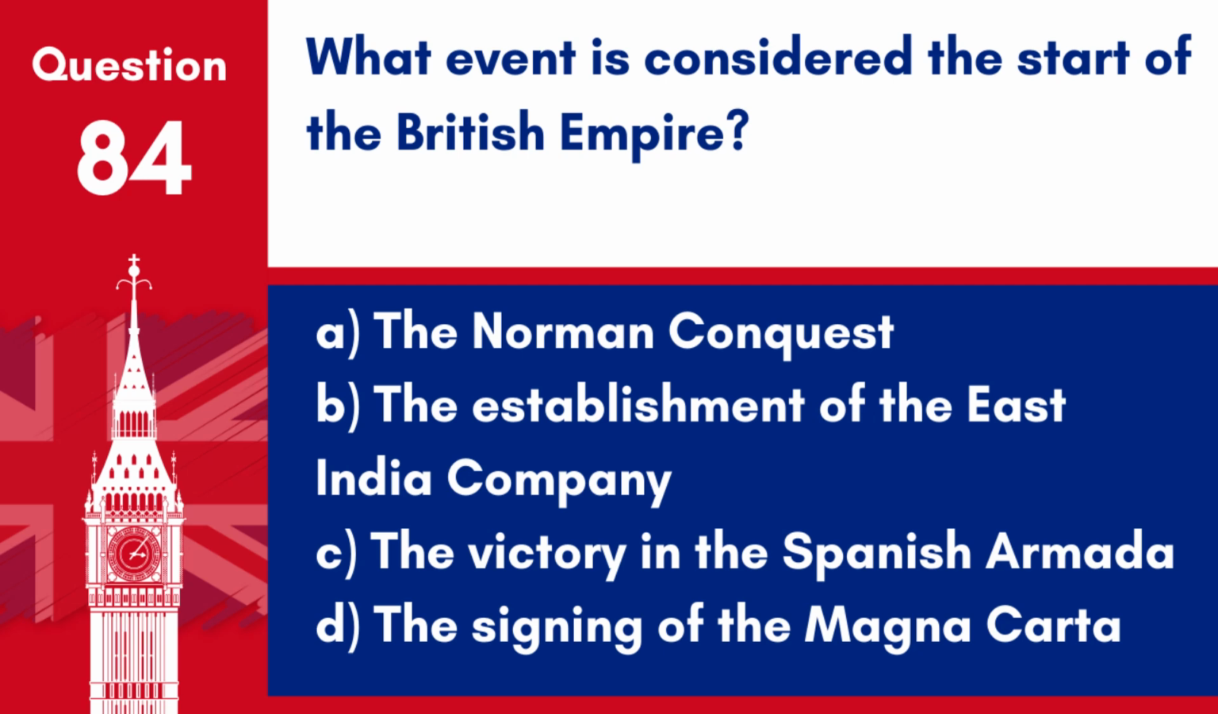Question 84. What event is considered the start of the British Empire? A. The Norman Conquest. B. The establishment of the East India Company. C. The victory in the Spanish Armada. D. The signing of the Magna Carta. Answer: B. The establishment of the East India Company. The establishment of the East India Company in 1600 marked the beginning of extensive overseas exploration and colonization, considered the start of the British Empire.